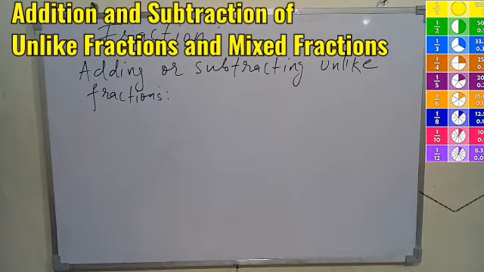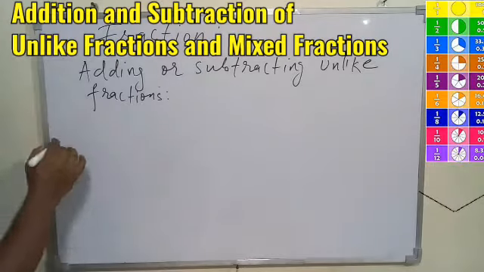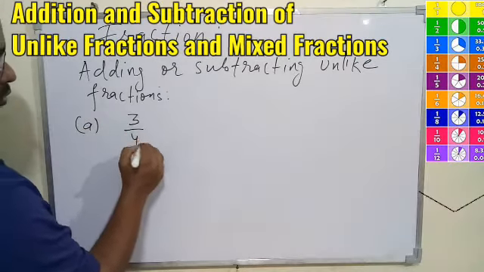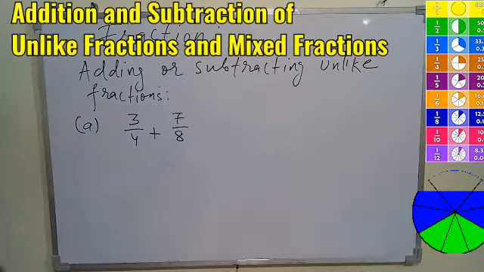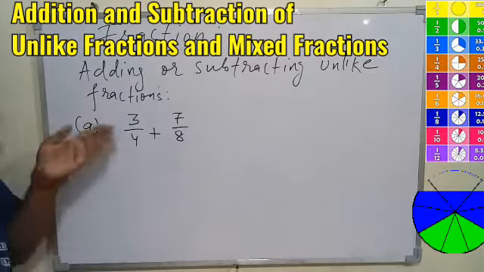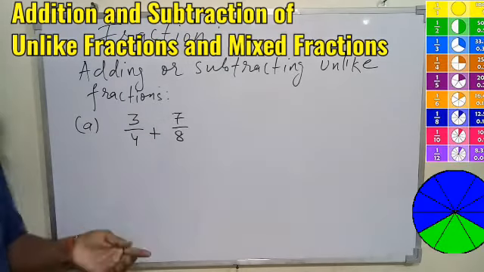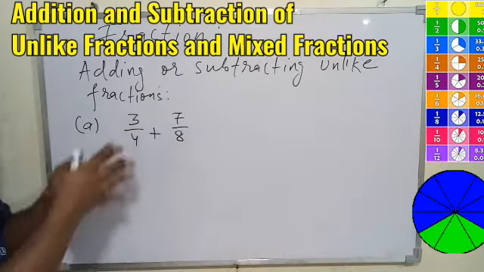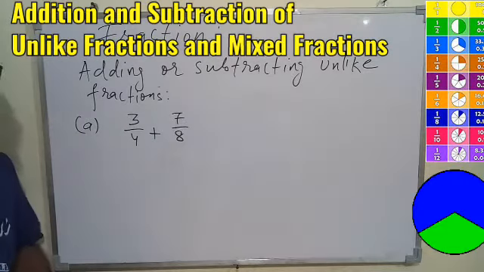Very first we are going to take adding or subtracting unlike fractions, and for this we can take the help of an example. Let's take example 1: 3 upon 4 plus 7 upon 8. A very simple example to do and understand. Here we have one fraction 3 by 4 and another fraction 7 by 8. Both have different denominators, one is 4 and one is 8. So directly we cannot add them. Directly we cannot add the numerators to get the answer. So something has to be done.